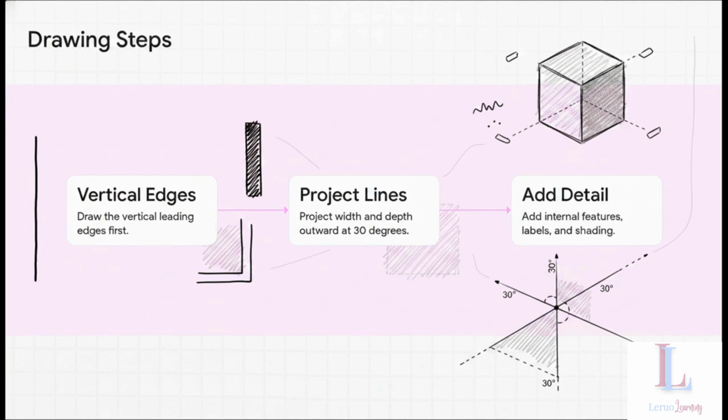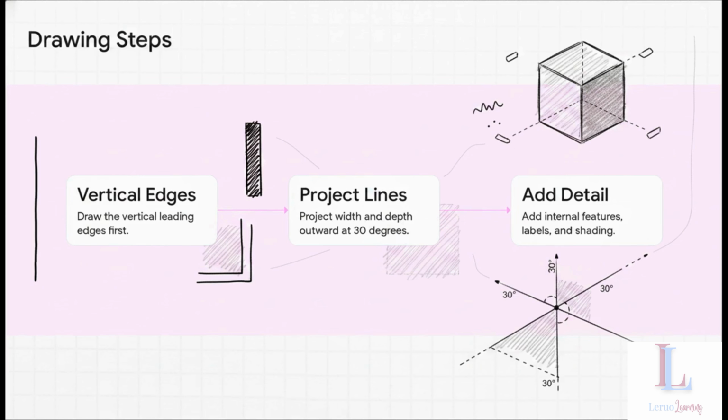First, you always start with your vertical leading edges. Imagine that's the closest corner of your box, facing right at you. Maybe it's 100 millimeters or 40 millimeters high. Next comes the actual magic trick of isometric drawing. You project your width and depth baselines outward at exactly 30-degree angles from the horizontal.